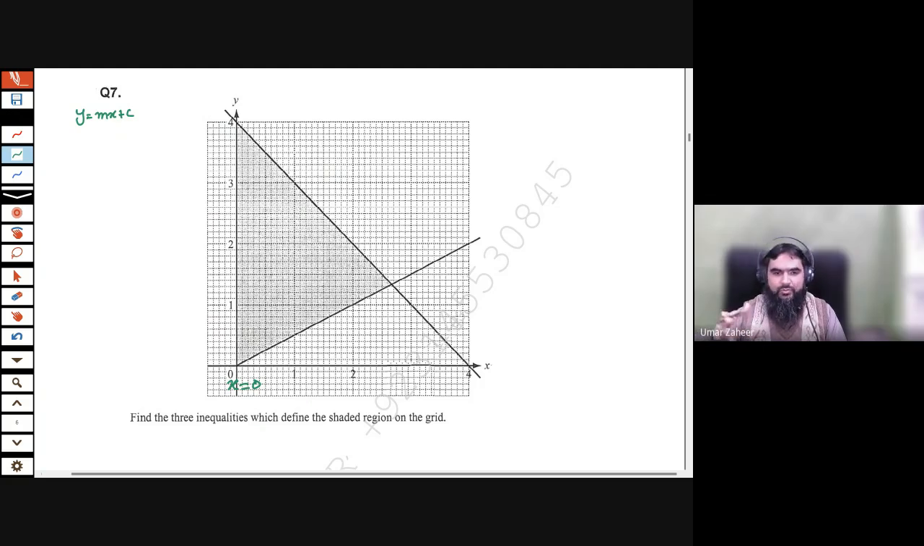Always remember, x is equal to 1 or 2 or 3 will always be a vertical line, and y is equal to something will always be a horizontal line.